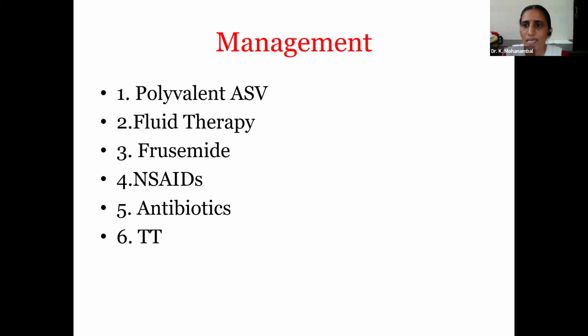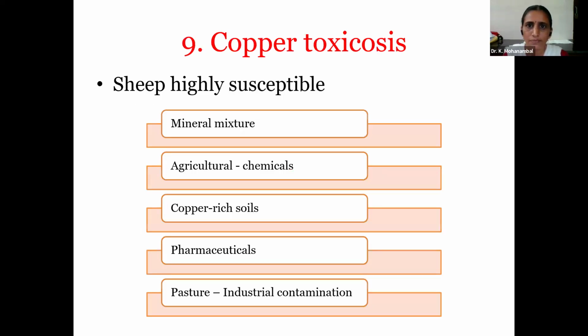Fluid therapy to dilute the toxin and eliminate it is very important, and to keep the animal hydrated. Furosemide to eliminate the toxicity, NSAIDs to reduce pain, and antibiotics to avoid secondary bacterial infection, because snakes have a lot of Clostridium organisms in their mouths. TT injection is also very important. These are all the protocols we need to follow when a snake envenomation case is presented to us.